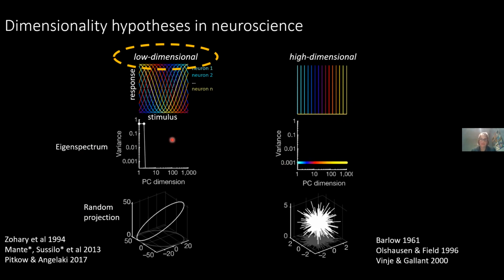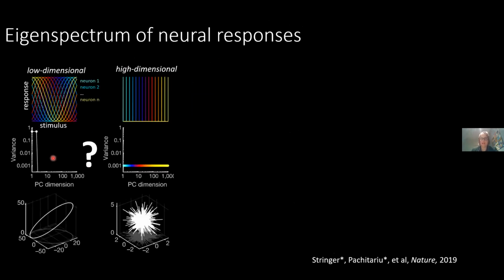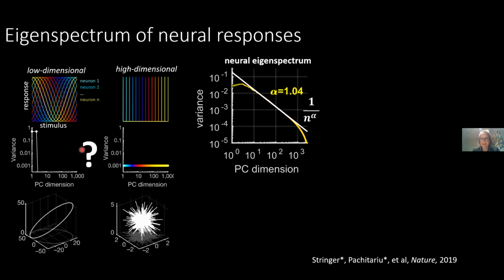So we recorded many more neurons and we showed many more stimuli than people had in the past. And so we wanted to see, in this large scale data, what is the answer to this question? Does our eigenspectrum look like this, or does it look like this? And actually we found that it was neither of these things. It actually decayed as a power law, where it's a 1 over n power law.